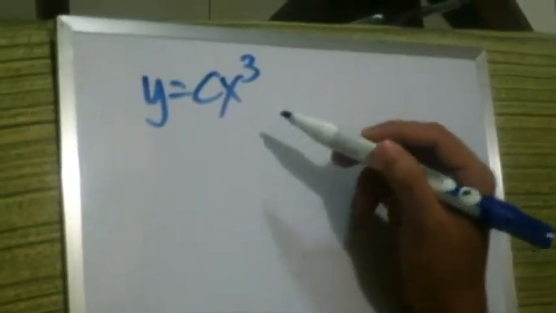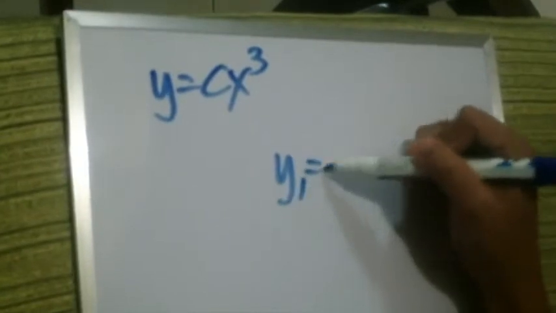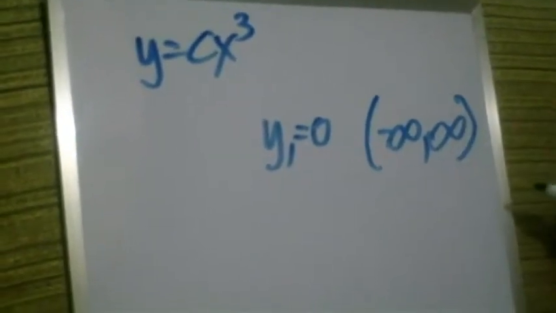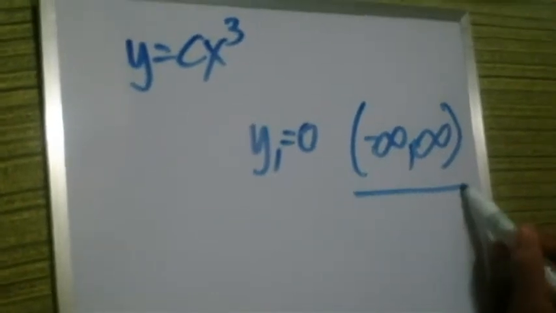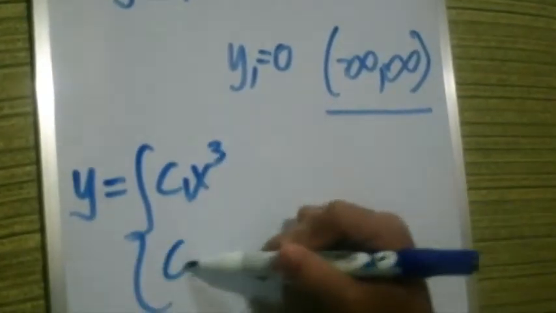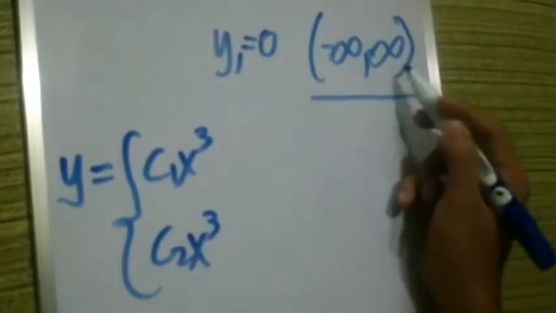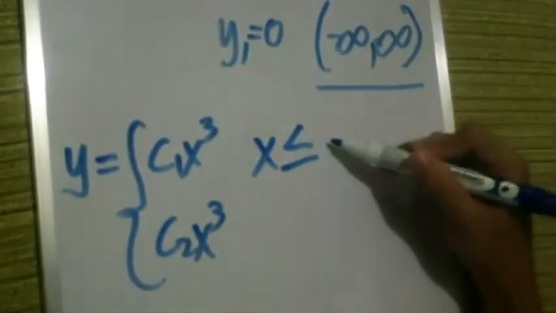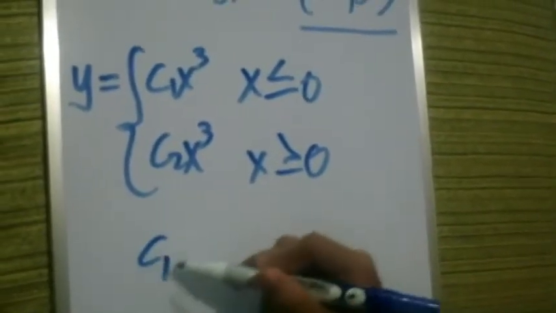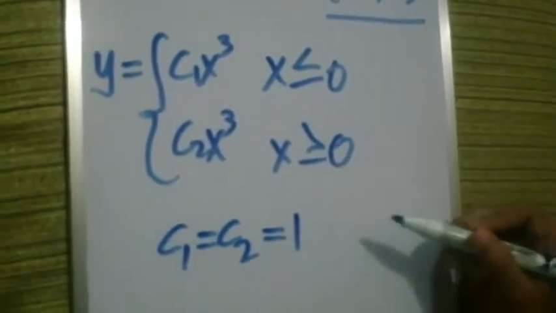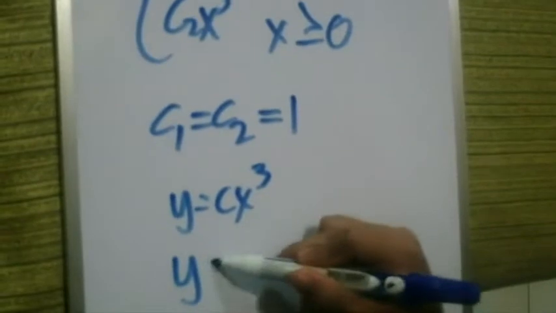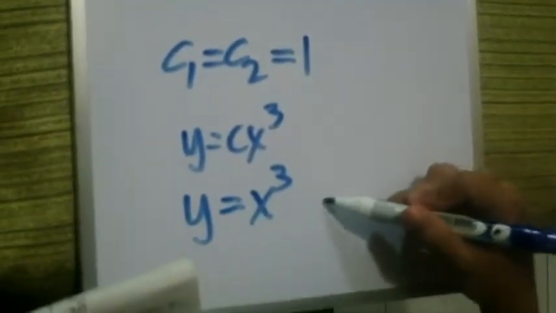Since we have our answer, y equals cx cubed, and our problem is that y of 0 is equal to 0 as a solution on negative infinity to infinity, we will have y equals c1x cubed and c2x cubed. Since it is negative infinity to infinity, we have x less than or equal to 0, and x greater than or equal to 0. If we take c1 equals c2 equals 1, then in our equation y equals cx cubed, we can get y equals x cubed as the particular solution of the problem.